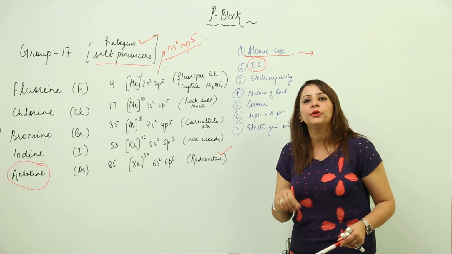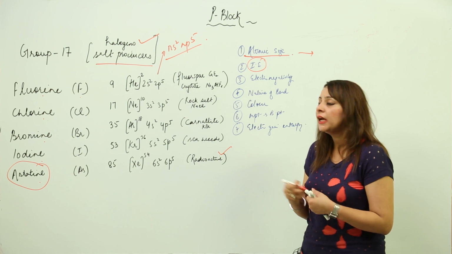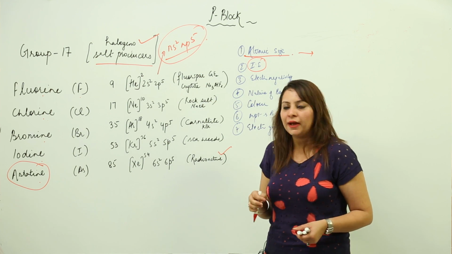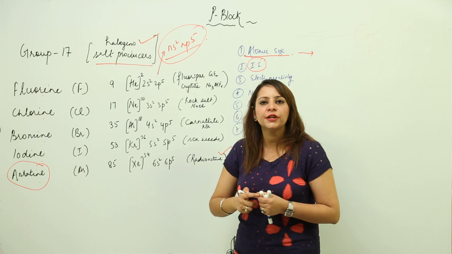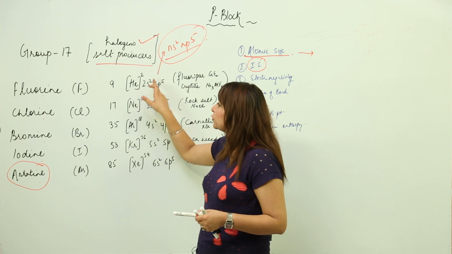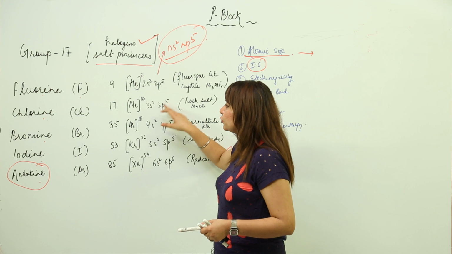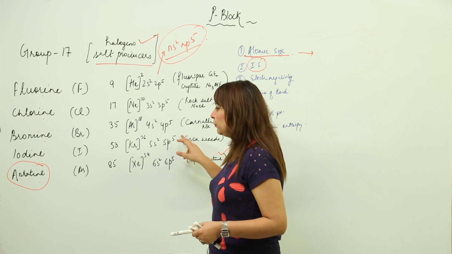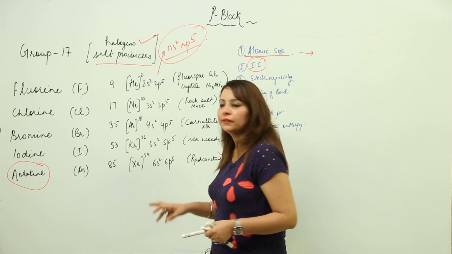The first property we are looking at is the electronic configuration, and the general one is ns2 np5. If we write the configuration for them, then fluorine is 2s2 2p5, chlorine 3s2 3p5, bromine 4s2 4p5, iodine 5s2 5p5 and astatine 6s2 6p5.